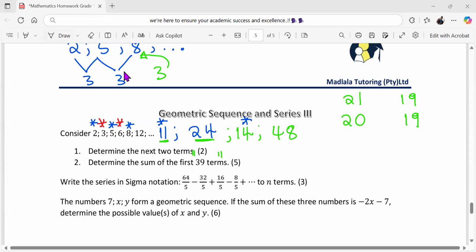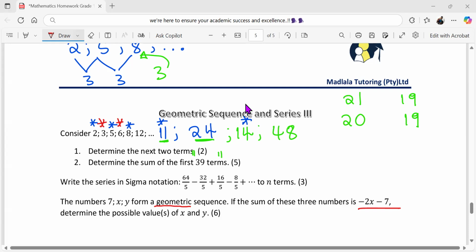So the last question says to us, the numbers 7, x and y form a geometric sequence. If the sum of these three numbers is negative 2x minus 7, determine the possible value or values of x and y. Okay, so we are given three numbers which form a geometric sequence, and we are also given their sum.